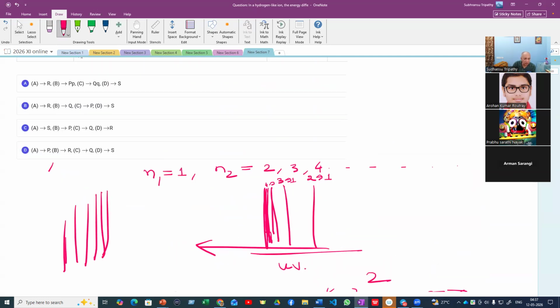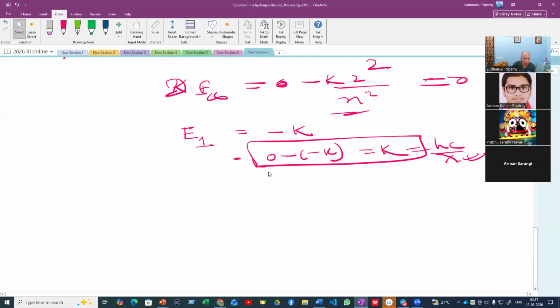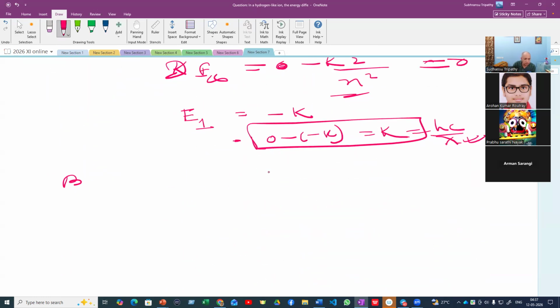And what about the Balmer series? What are N1 and N2?